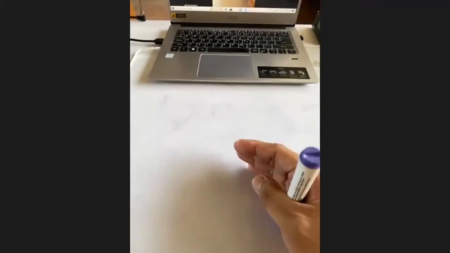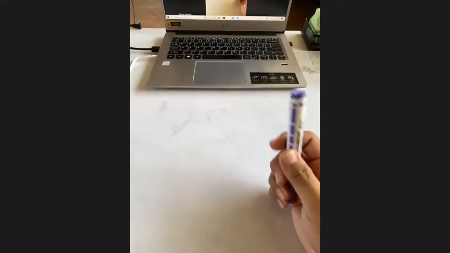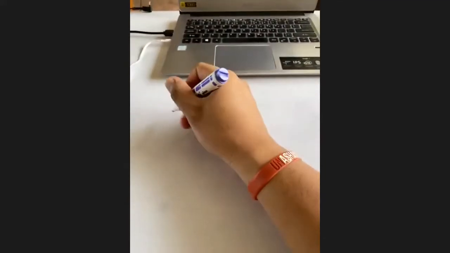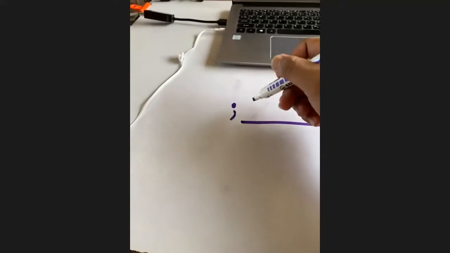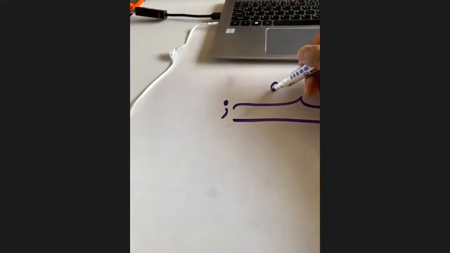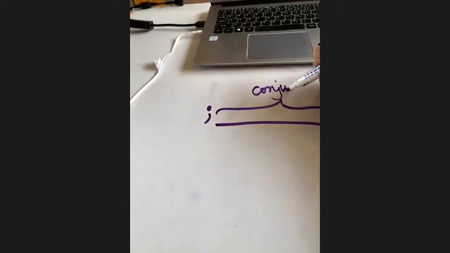Other than the functions, I'd like you to be focused on, to be reminded of, the punctuation marks that you should use whenever you have a conjunctive adverb. So when you have a conjunctive adverb, you have this punctuation mark, then you have the conjunctive adverb here, then you have that punctuation mark. Again, the blank is for the conjunctive adverb.